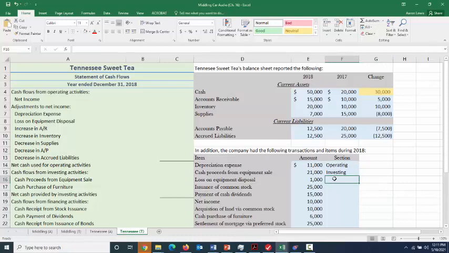In this case, that loss would have lowered our net income, but it did not change the amount of cash we actually received. We still got $21,000 for selling that equipment. So we're going to have to make an adjustment for this in the operating section of our statement of cash flows.